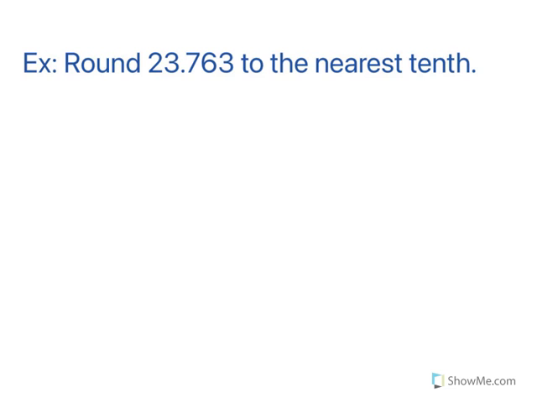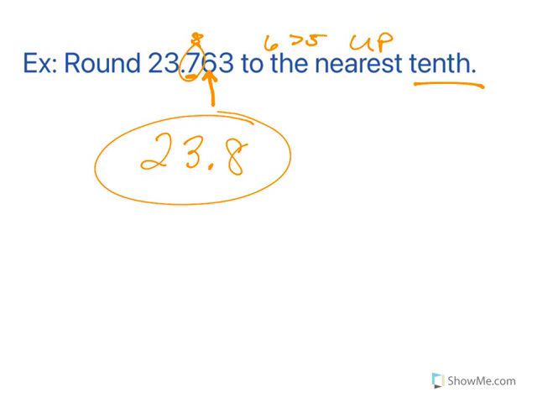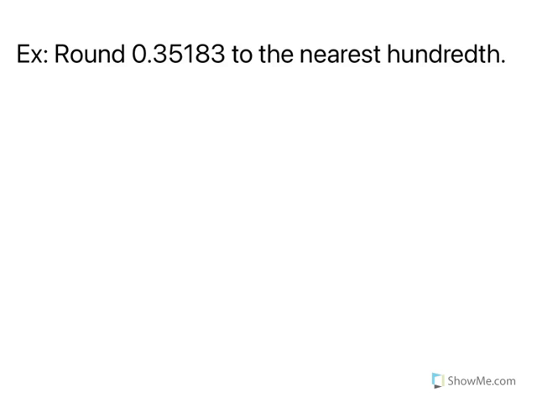Let's do some examples. Let's round 23 and 763 thousandths to the nearest tenth. Okay, so tenths place, that's the first place past the decimal point, which means I'm looking at the 6 to tell me whether I round up or down. Now, 6 is greater than 5, so that means I round up. So the 7 is going to round to an 8. So this becomes 23 and 8/10. Done.